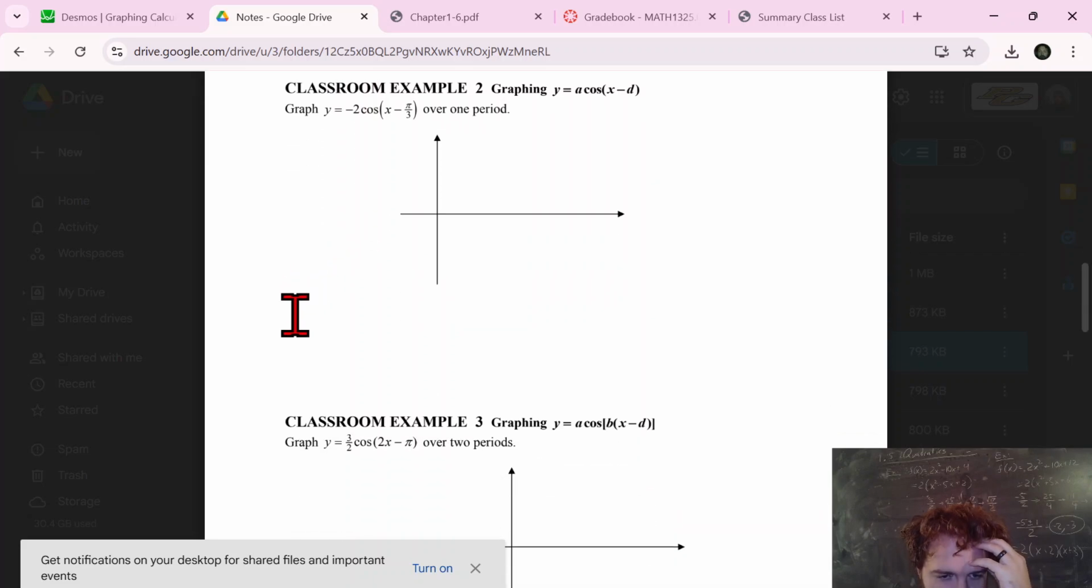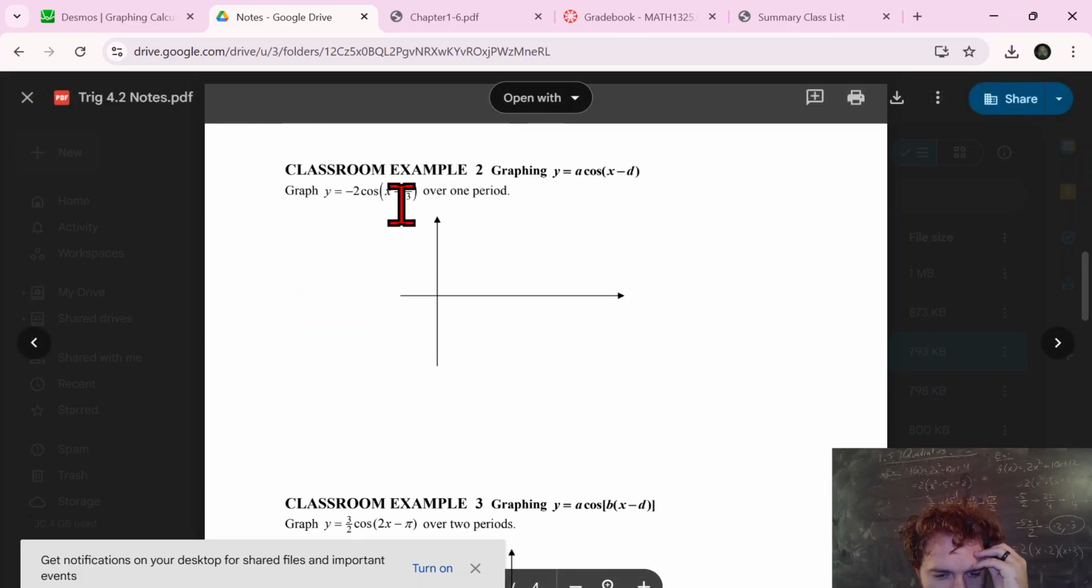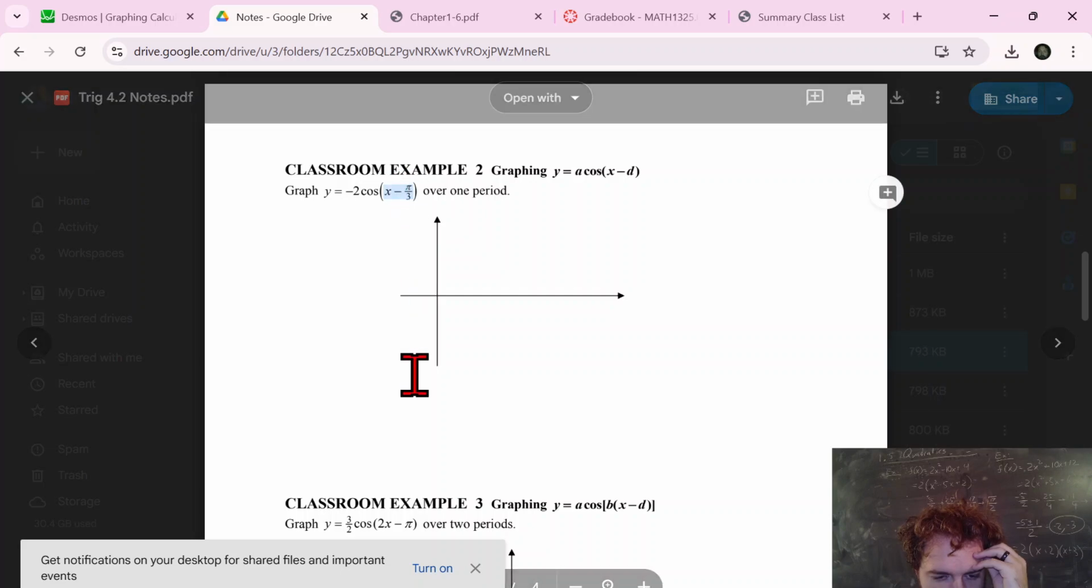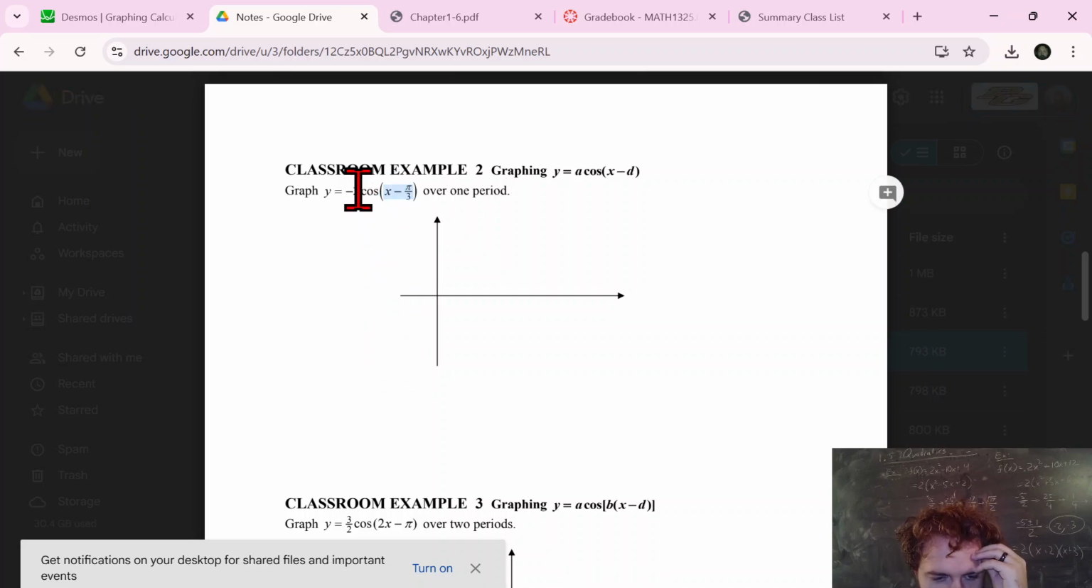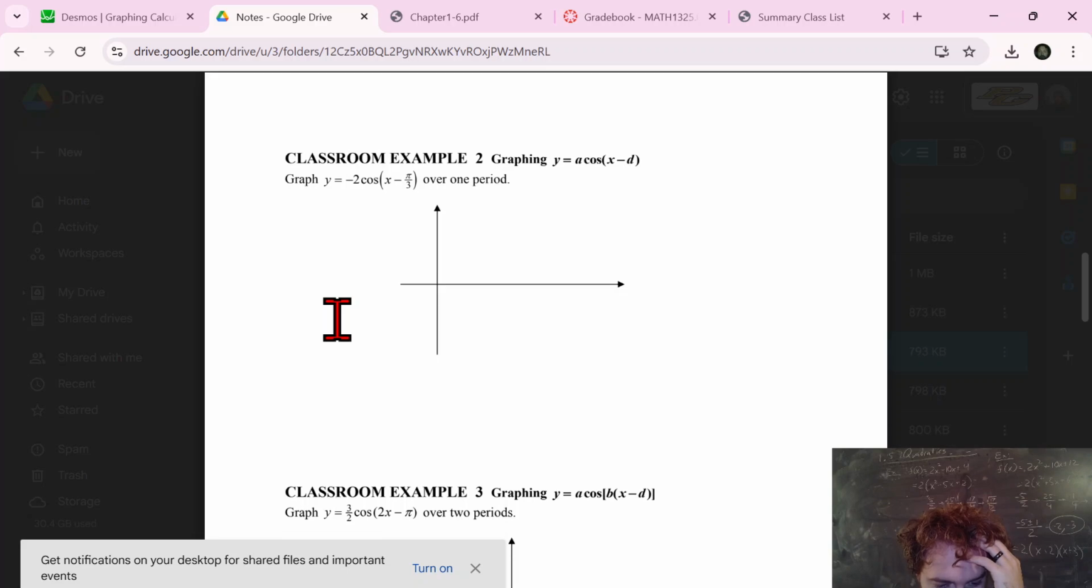All right, so here we have another example. This was cosine of x minus pi over 3. We can see very clearly that the phase shift is pi over 3 to the right. And this one also has the added little thing on it that we have a different amplitude. We have a negative 2 in front of it, so the amplitude is 2. And also this has been reflected across the x-axis.